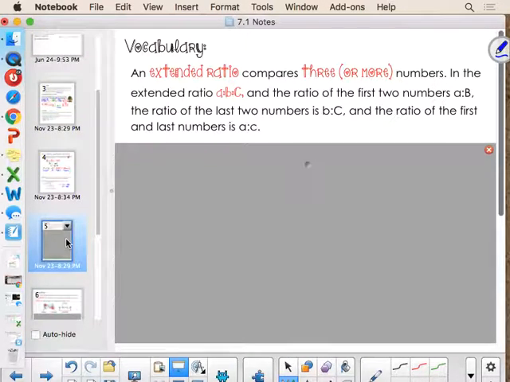All right, so now we're going to talk about extended ratios. They don't happen that frequently, but they're very special when it comes to dealing with shape relationships. So an extended ratio compares 3 or more numbers. For example, we have the ratio between a, b, and c, where it's a to b to c. The ratio of the first 2 numbers would just be a to b. The ratio of just the last 2 numbers would be b to c. And then we also have the ratio of the first and the last number just being a to c. So this is an example of an extended ratio.